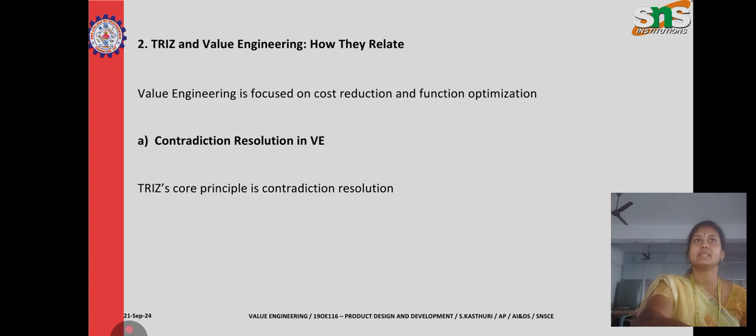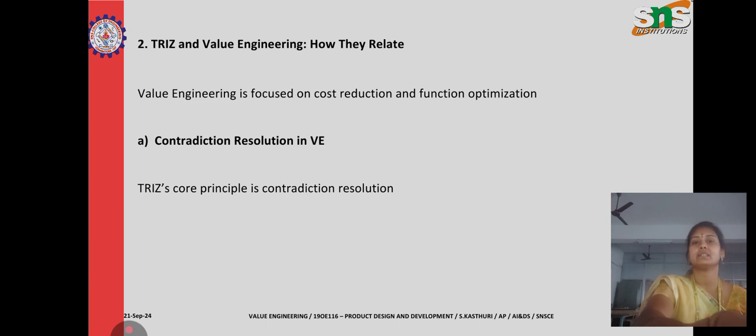TRIZ and value engineering, how they relate. While value engineering is primarily focused on cost reduction and function optimization, TRIZ is a method for inventive problem solving that helps identify new solutions by resolving technical contradictions. So both methods aim to improve the value of your product or system, but they do so in complementary ways.